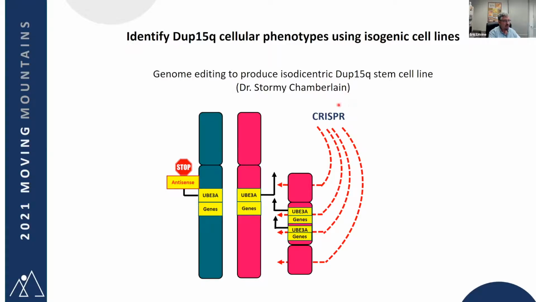They use genome editing using CRISPR to basically knock out this isodicentric extra chromosome. Stormy went through some of the details. I will just say, poof, look at that. Stormy uses CRISPR and they're gone. So Stormy and her team were able to take a line that was derived from an IDIC individual and completely eliminate that extra chromosome. So now we're just left with the normal paternal and maternal alleles with no increased UBE3A expression.